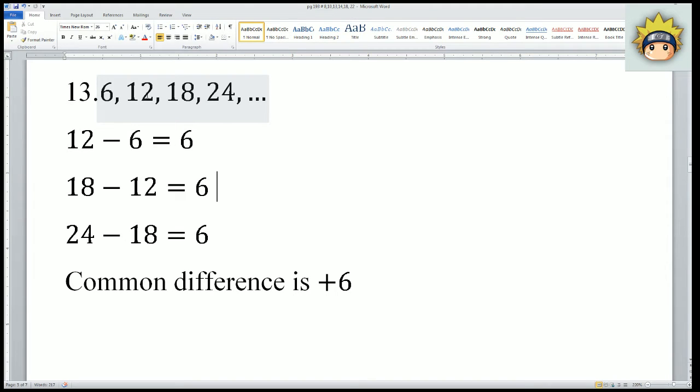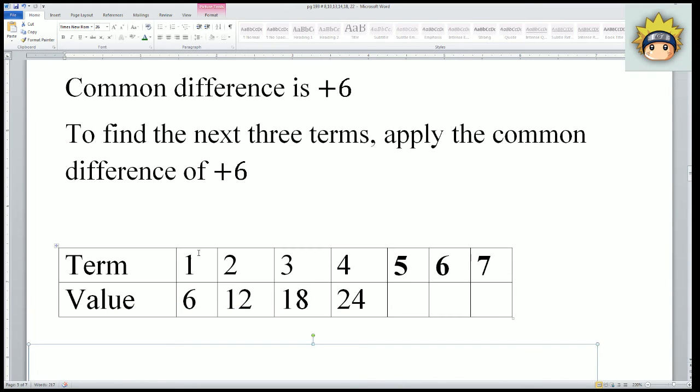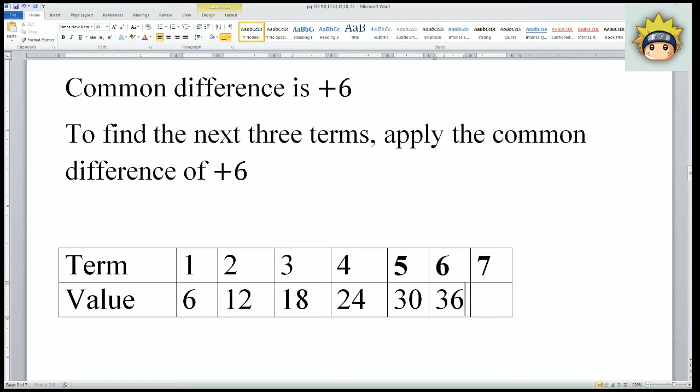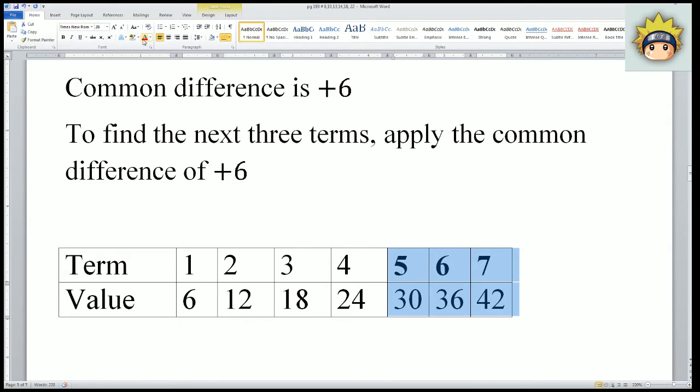So 6 plus 6 is 12. 12 plus 6 is 18. 18 plus 6 is 24. To find the next 3 terms, apply the common difference. So I have the chart here. The first term is 6. The second term is 12 because I'm adding 6 to 6. Third one is 18. Fourth one is 24. The fifth one, I have to add 6. 24 plus 6 is 30. Add again 6 more, becomes 36. And the last one, 36 plus 6 is 42. So my next 3 terms of the sequence are 30, 36, and 42.